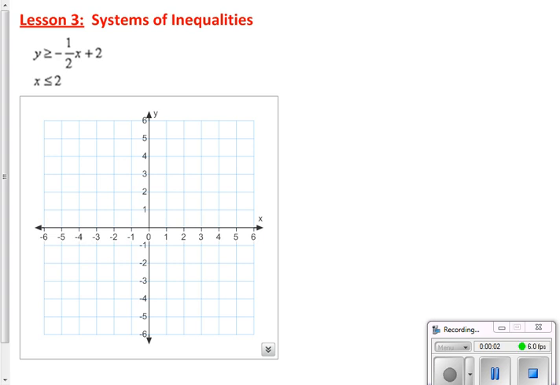Lesson 3, Systems of Inequalities. Systems, you're going to have two lines here. You'll graph two lines. When you graph both of them, they'll intersect and they'll create four zones. Think of it like this. If you have this area, you have zone 1, 2, 3, and 4. So you're gonna only shade one zone.